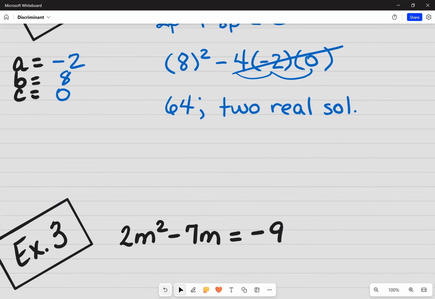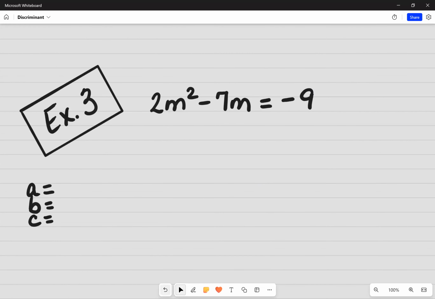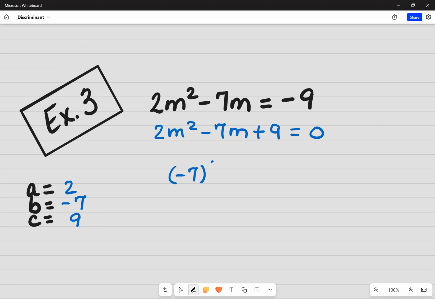And finally, for example 3, I'm going to take this -9 and I'm going to move it to the opposite side, which will leave me with 2m squared minus 7m. And I don't have anything to combine it with, so it's just +9 equals 0. I'm identifying my A as 2, B is -7, and C is +9. I'm going to take B and I'm going to square it. Anytime I have a negative number squared, it will be a positive answer. And then minus 4 times A times C. So -7 squared is -7 times -7, which is +49.